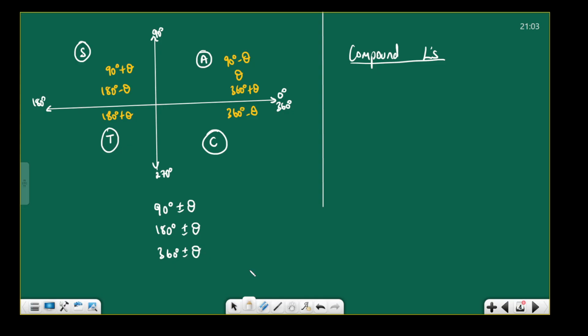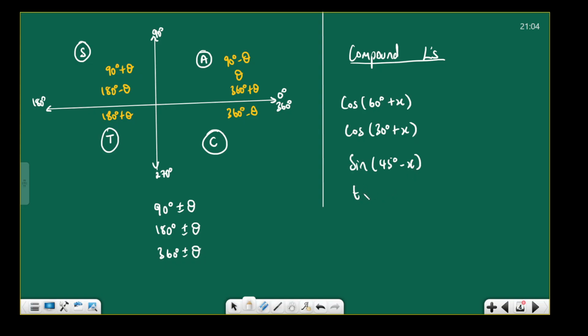Now, what if I were to give you cos 60 degrees plus x? How would you reduce that? Remember, we like the acute angle. So how would you reduce cos 60 plus x? Because it's not part of the CAST diagram. I don't see 60 degrees there. So how would you do it? What if I give you cos 30 degrees plus x? How would you reduce that? What if I give you sine 45 degrees minus x? How would you reduce that?